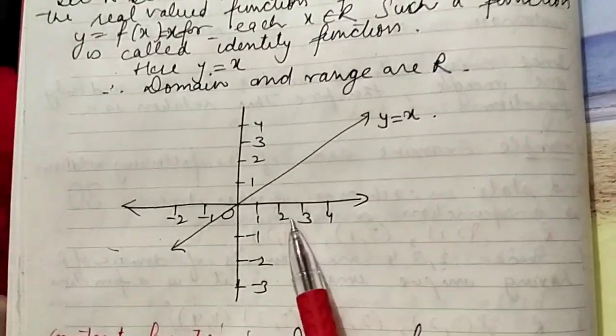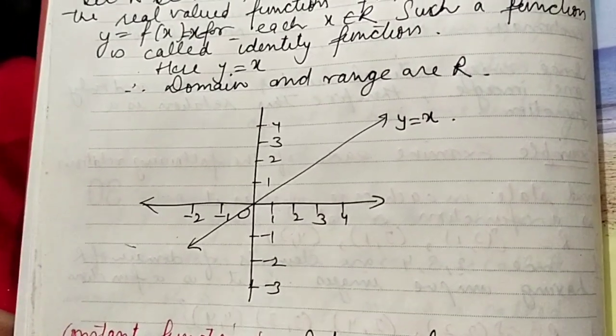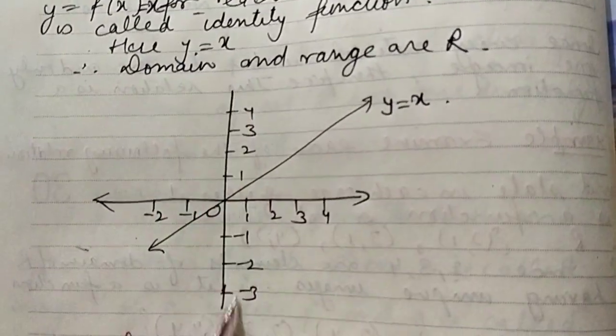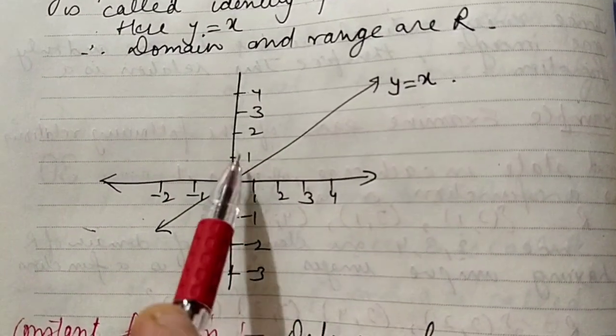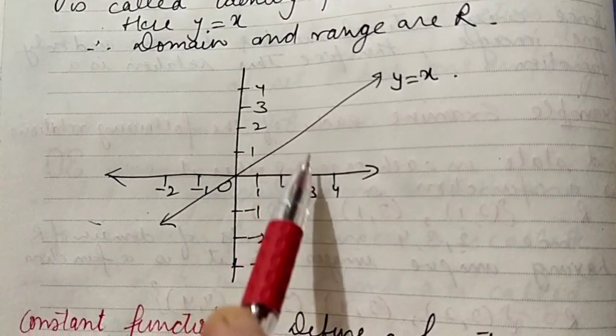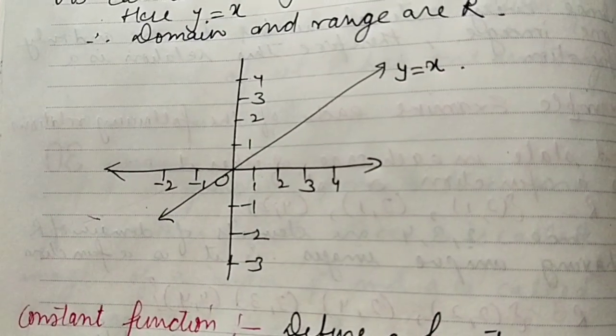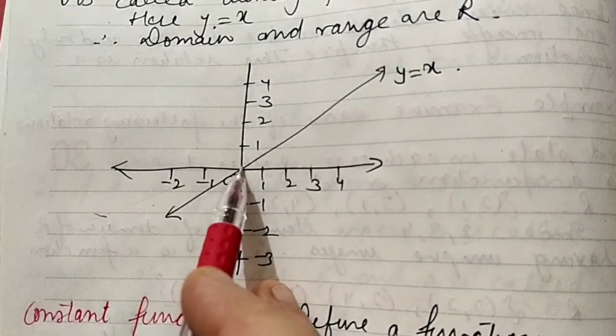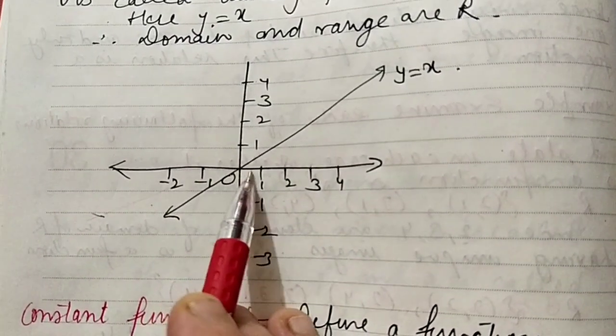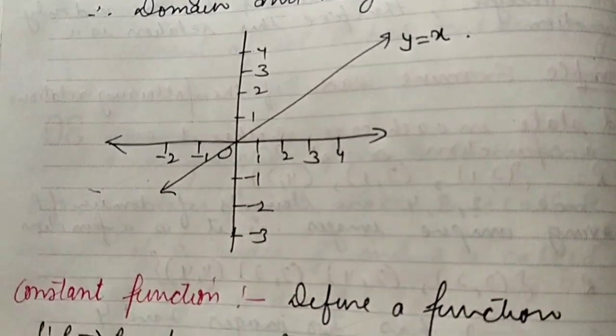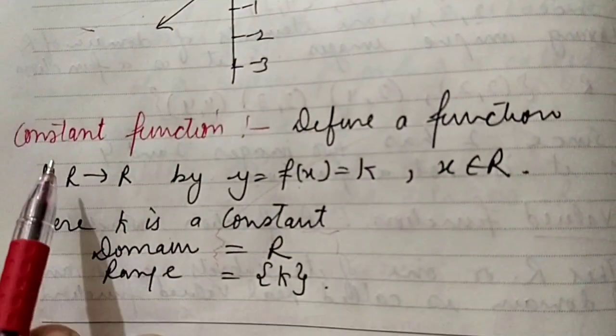So the graph of this function is, this is the x-axis, this is the y-axis. If x is 1, y is also 1. If x is 2, y is 2. x is 3, y is 3. So joining these points, you will get the identity function, and it always passes through the origin, because when x is 0, y is also 0.